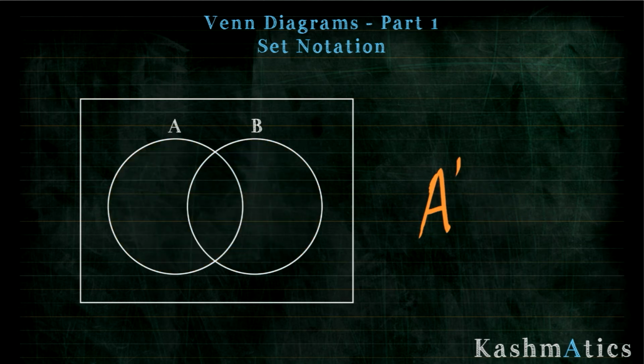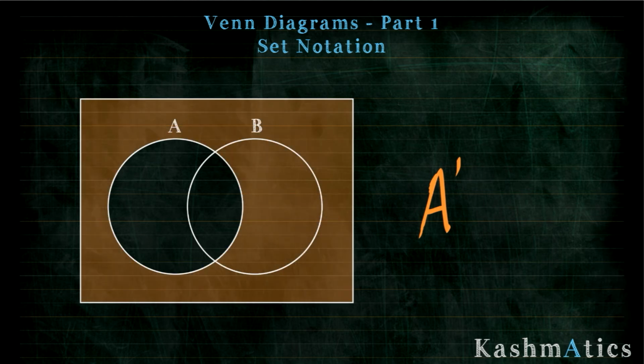This second example has an A with an apostrophe, and that means the complement of A, or everything that is not in region A. So everything that's not in region A is just that part there. So that should have been fairly straightforward.